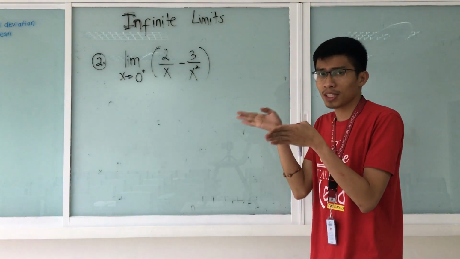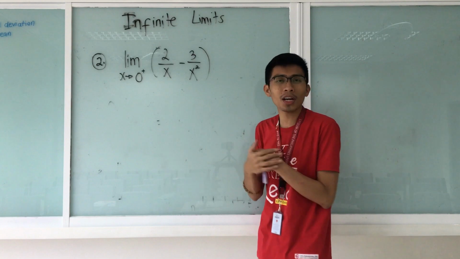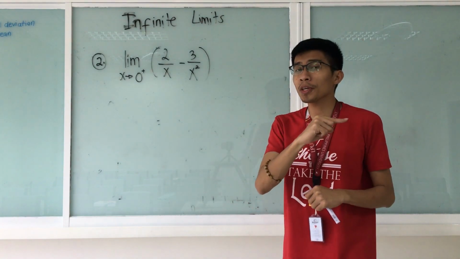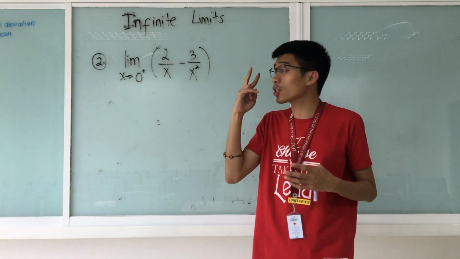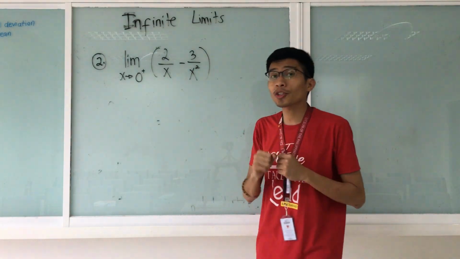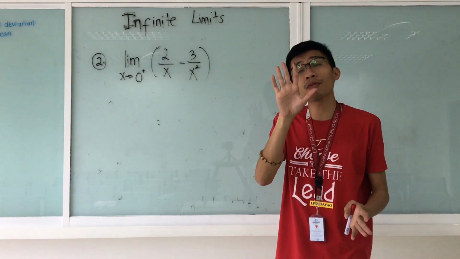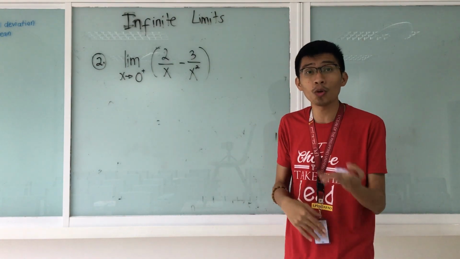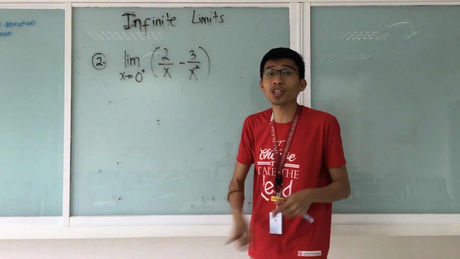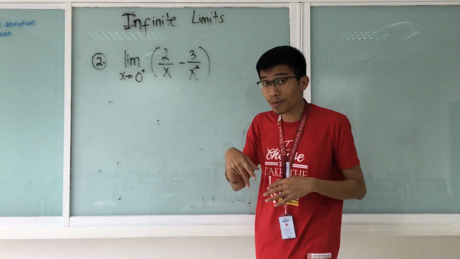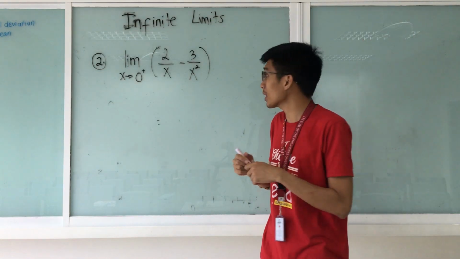How are we going to solve this kind of problem, considering that I have 2 fractions? You cannot substitute 0 directly. What you are going to do is combine these 2 fractions into 1. You cannot directly apply the five steps that I presented to you. You have to combine these fractions into 1. How are we going to do that? We have to find the LCD first.